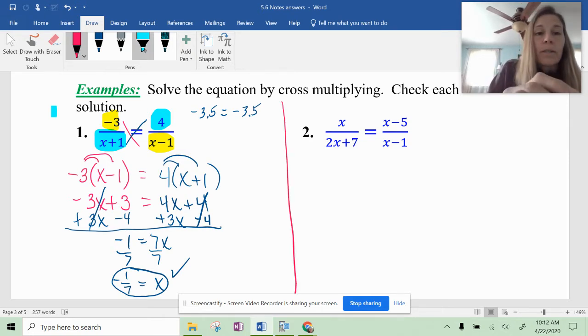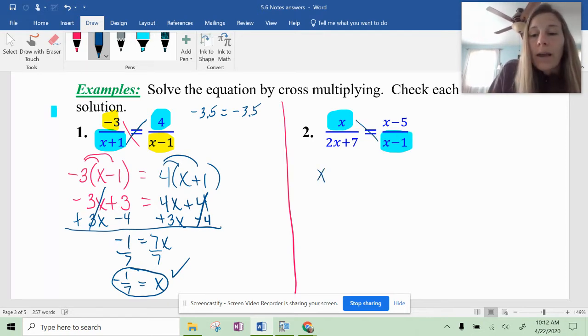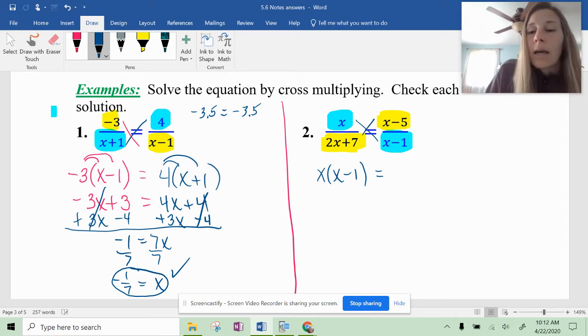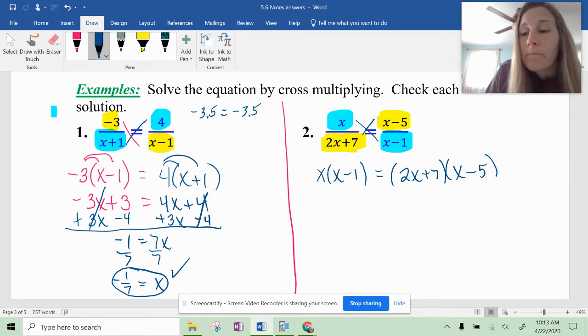So again, we want to cross multiply. So the numerator from one and the denominator from the other side are going to get multiplied together. So I'm going to have x times x minus 1 on one side of my equal sign. And then on my other side of the equal sign, I'm going to have the 2x plus 7 times the x plus 5. And because these are both binomials, they're both going to have to go in parentheses like that.